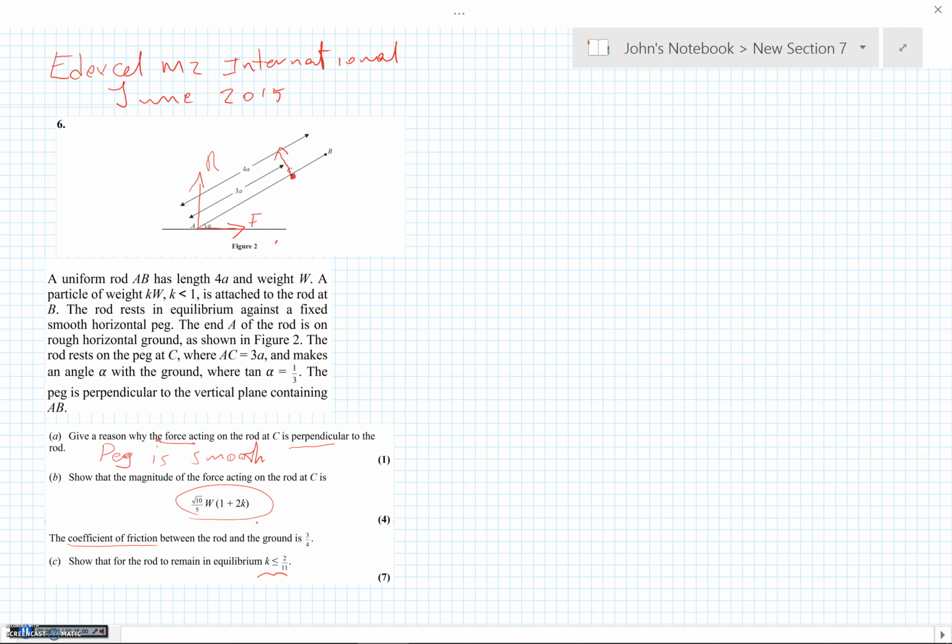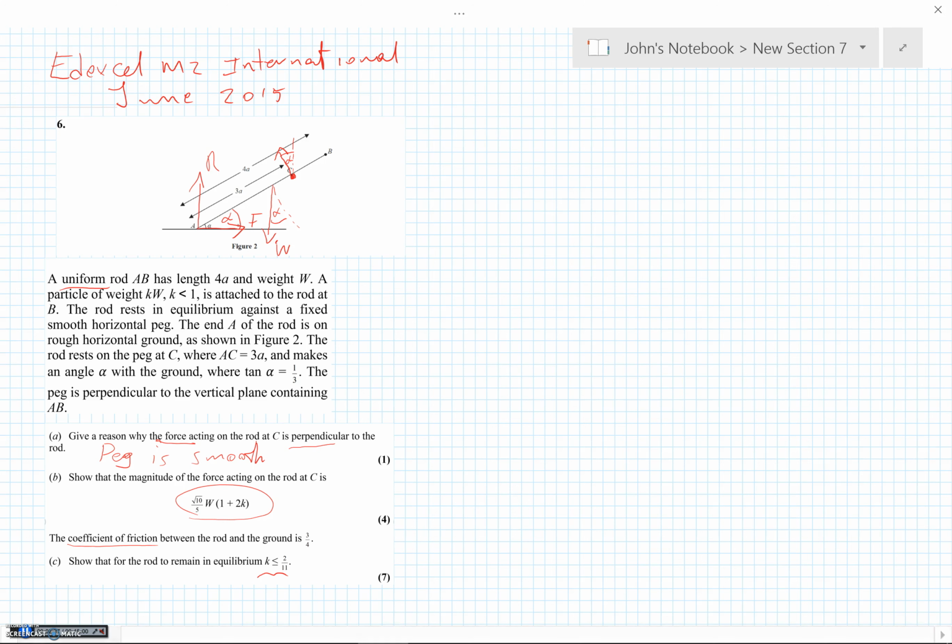So, we've got a bit of information here. We're also told it's uniform. It's of length 4a, so there's going to be a weight here, and the weight is W. And the angle they're saying is alpha. That means the angle here is alpha. Apologies about the small diagram. And the angle here is alpha, as it was marked on the original diagram in the question.